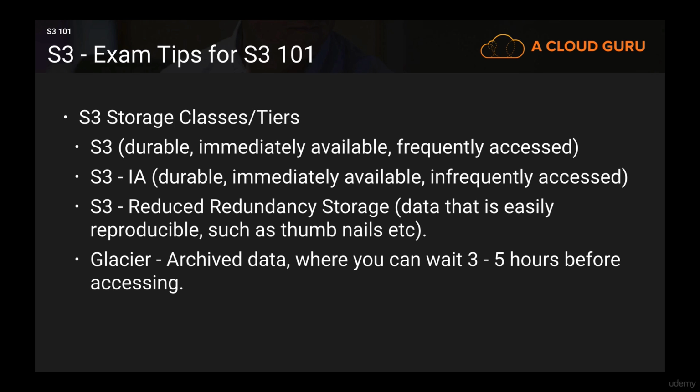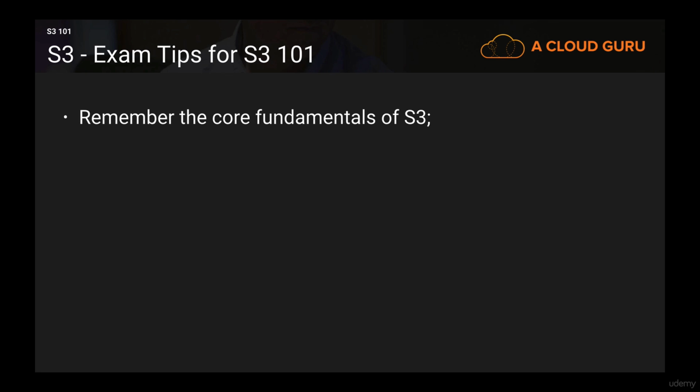And then finally, Glacier. Glacier is the cheapest of all the storage classes or tiers, and it's great for archive data, but remember, you're always going to have a 3 to 5 hour wait when trying to access data on Glacier. The other thing you need to remember is just the core fundamentals of S3, and if you go to the practice exam questions on AWS's website, they'll talk about a key value store.